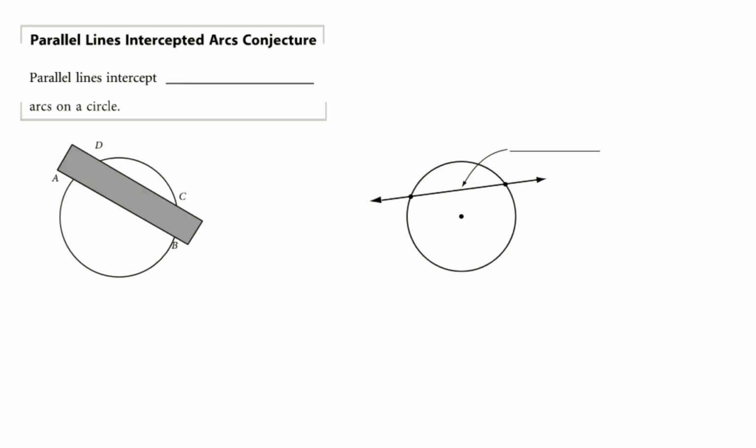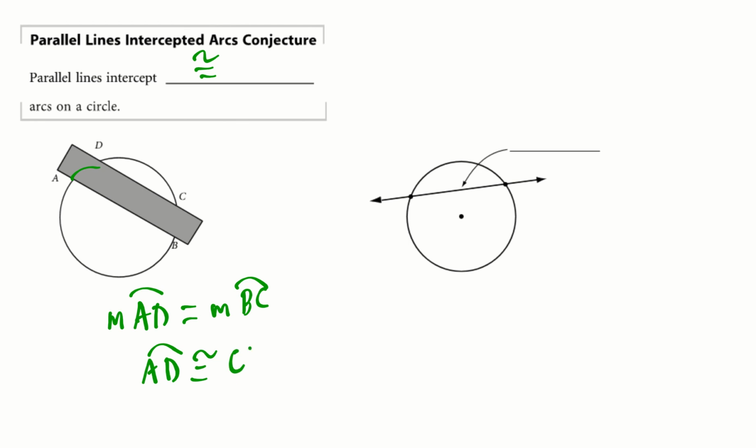And here we have the parallel lines intersect arcs conjecture. Parallel lines intersect congruent arcs in a circle. What this is saying is that the measure of arc AD is equal to the measure of arc BC. Or we can say that arc AD is congruent to arc CB.